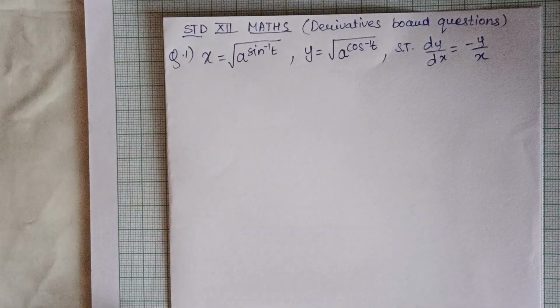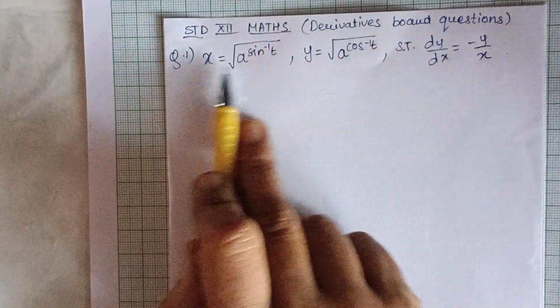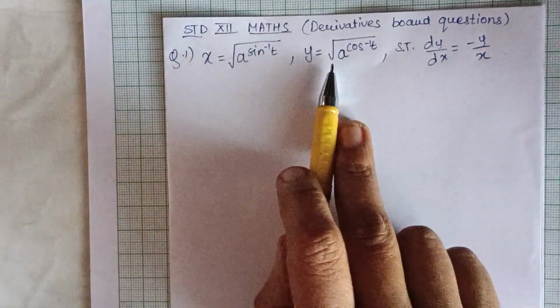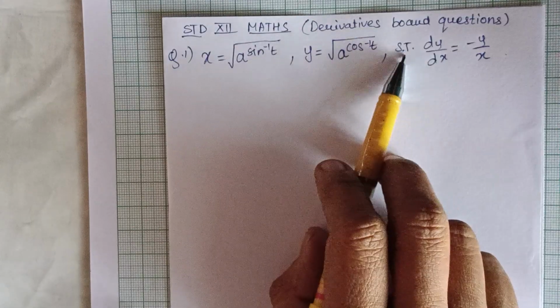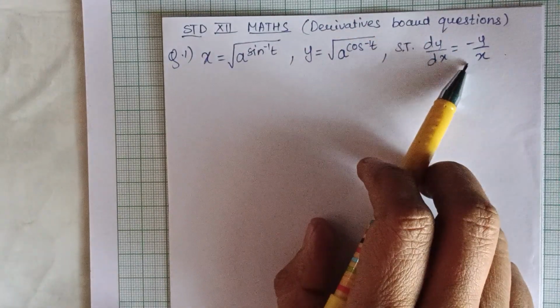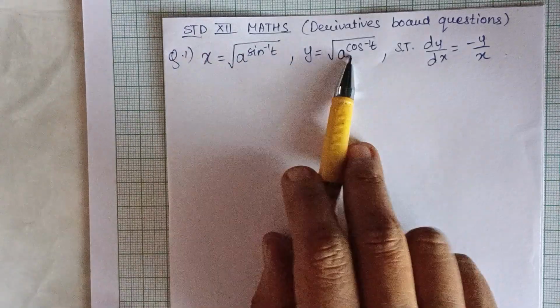Hello students. So we have started with the derivatives board questions. One more question. x equals root of a raised to sine inverse of t, y equals root of a raised to cos inverse of t. So to show that dy by dx is minus y by x. Okay. So again here these are parametric.